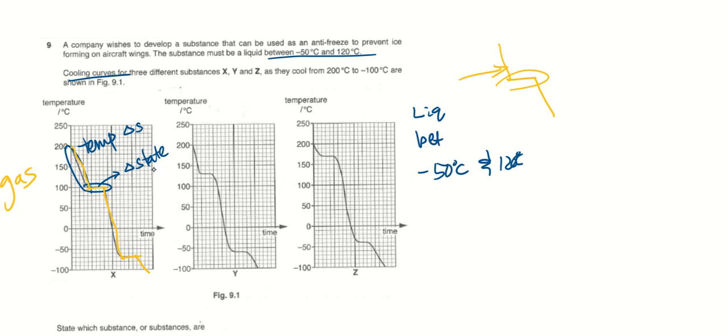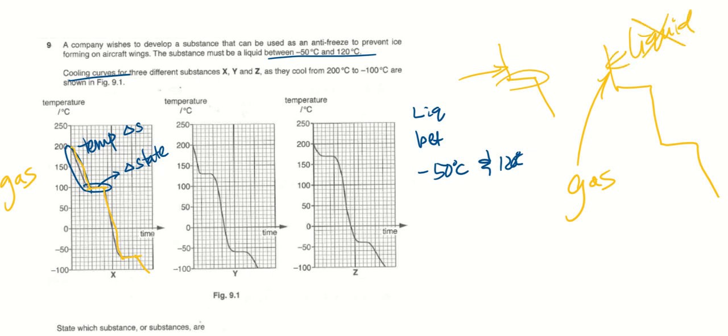But what if I give you a graph that looks like this? Then I can be very sure it must be gas. It cannot be liquid over here. Because after liquid, it changes state, then here becomes solid, right? Then after that, change to what state?